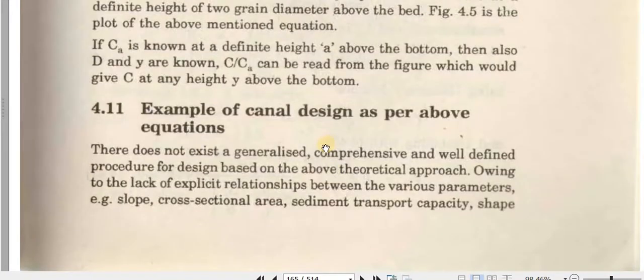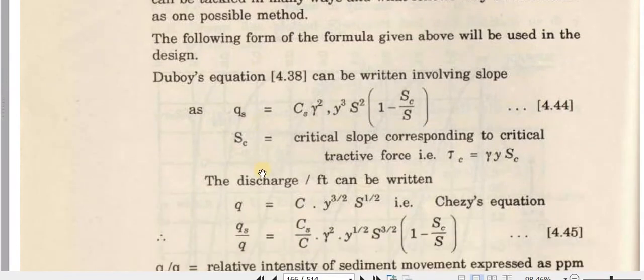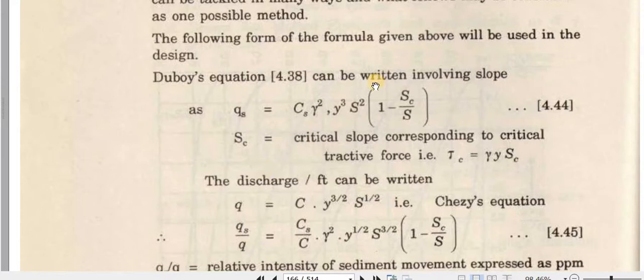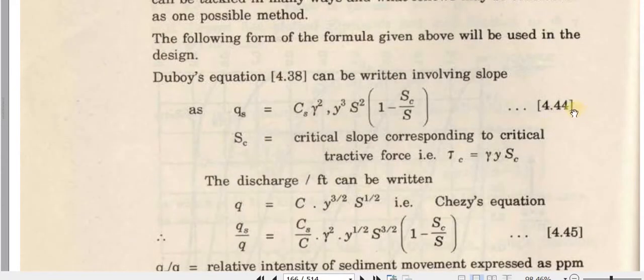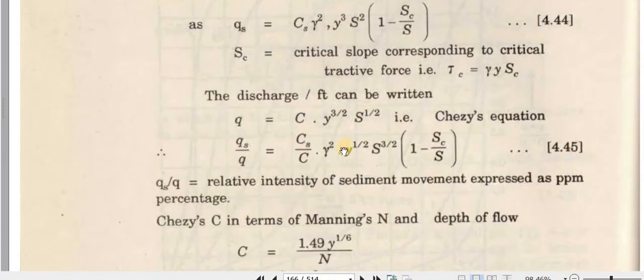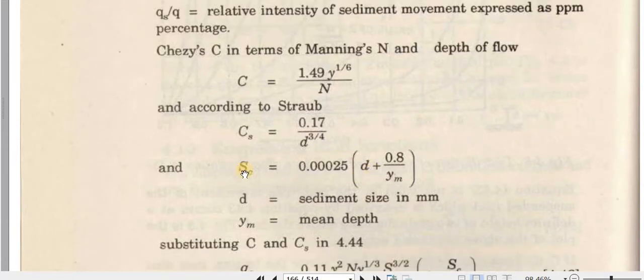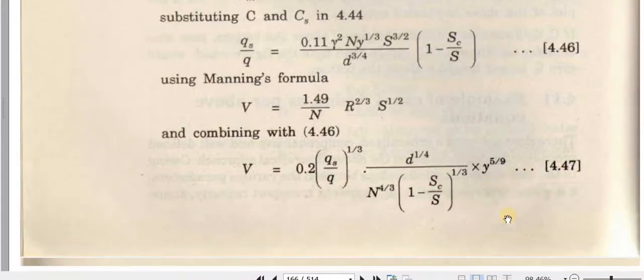And now we will solve examples of these equations. So Dubai's equation can be rewritten after the Einstein and C.V. Brown equation. Equation 4.44 is derived from Dubai's function. Equation 4.45 is also derived. The critical slope equation is derived. 4.46, we will use this equation and this equation.